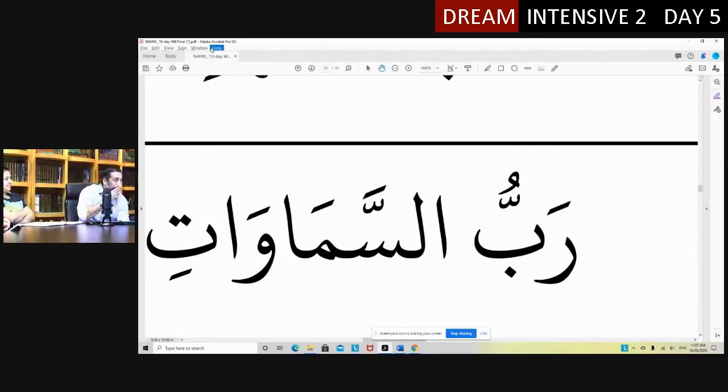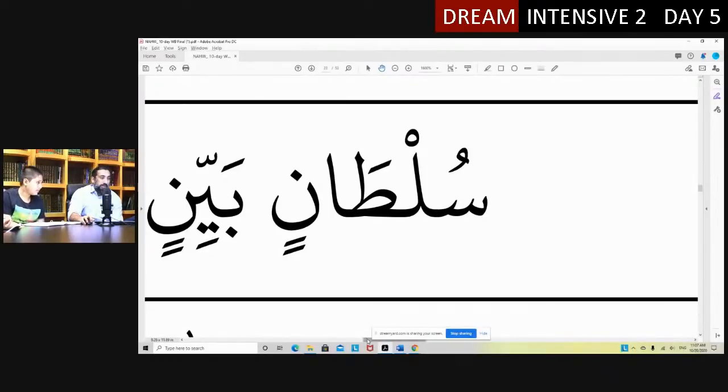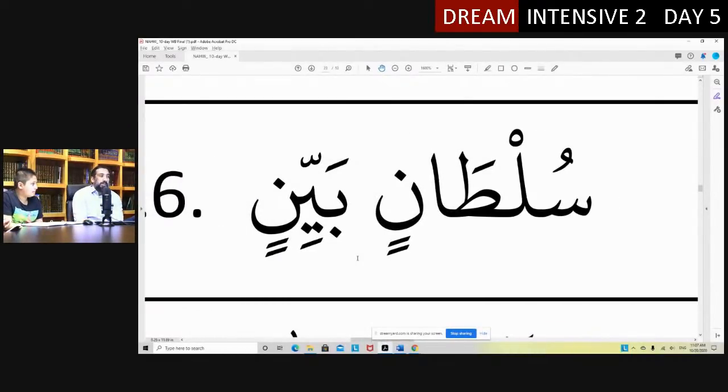Okay. So Rabbus Samawati. Rabbu, it's light, no alif lam. As-Samawati, this is jar, so it makes mudaf and mudaf ilayh. Very good. Sultanin, this doesn't make it because it's heavy. Well, then let's see if it's something else. Sultanin bayinin. Oh yeah, this could be non-adjective.